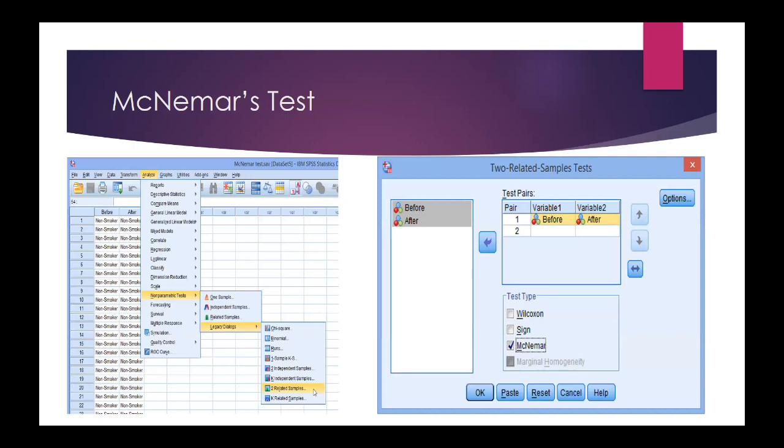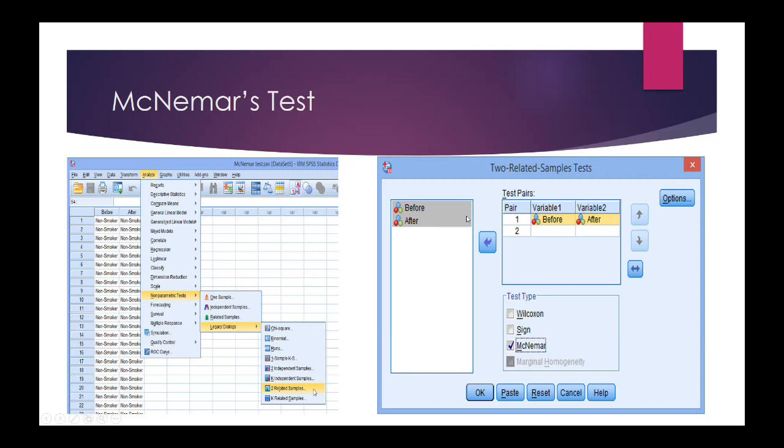So what you're going to do is, and this one's looking at non-smokers and smokers before and after an intervention. So it's a little bit different data, but it's trying to find the same outcomes as far as association. Is there an association between the type of intervention they received and if they were smokers before and after? So how you're going to find McNemar's test is if you go to Analyze, then Nonparametric, and then Legacy Dialogs, and then finally 2 Related Samples, which is going to give you a window like this.